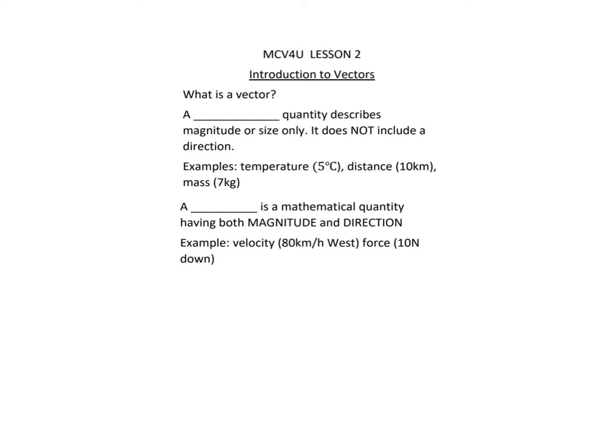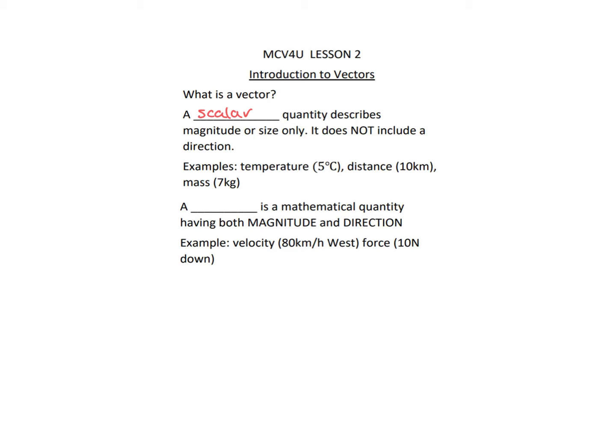In lesson 2, we are going to have an introduction to vectors, what they are, and the various properties of vectors. So what is a vector? If we're distinguishing between scalar and vector, a scalar quantity indicates that it has a magnitude or size only. It does not include a direction. So some examples might be temperature, or distance, or mass.